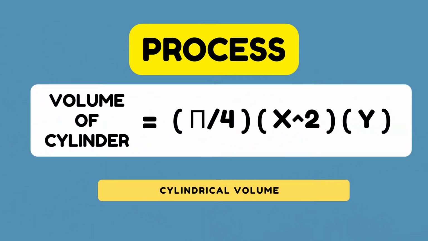Analyzing the given data and what is being asked, we may apply the formula for the volume of cylinder to solve the problem. Accordingly, the volume of the cylinder is given as pi divided by 4 times x squared times y, wherein pi has a constant value of 3.1416, x represents the diameter of the cylinder, and y represents the height of the cylinder.